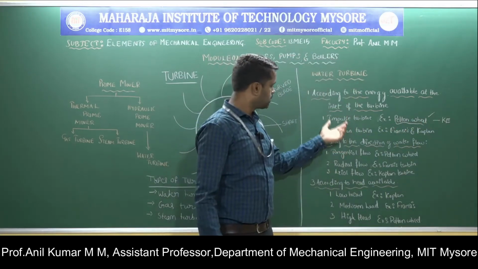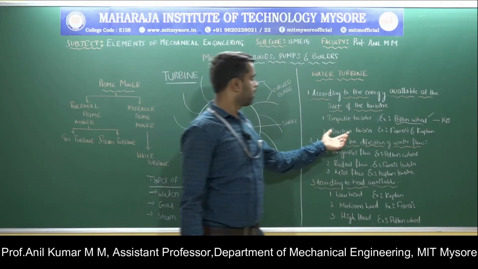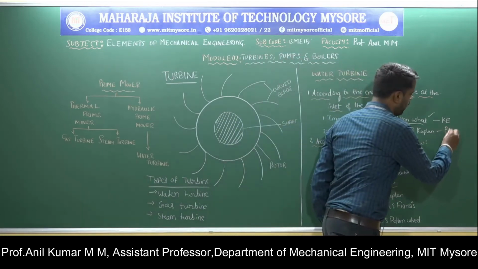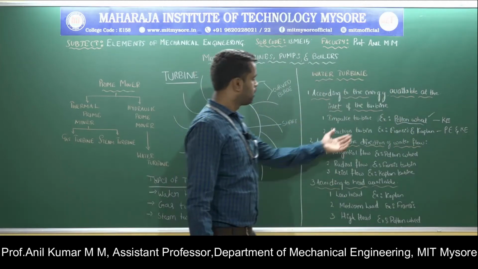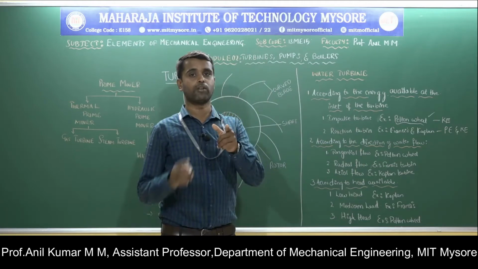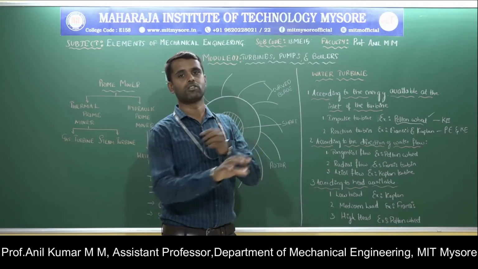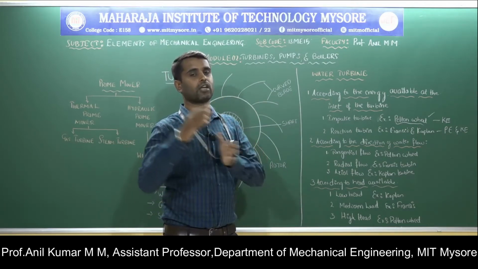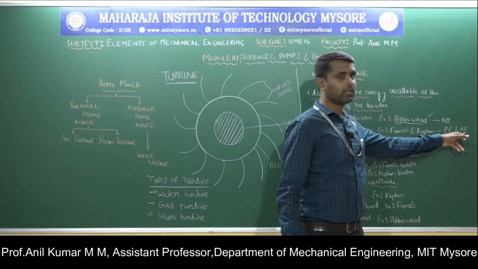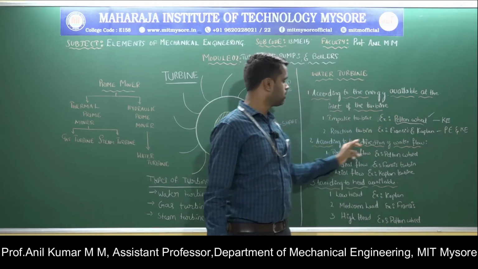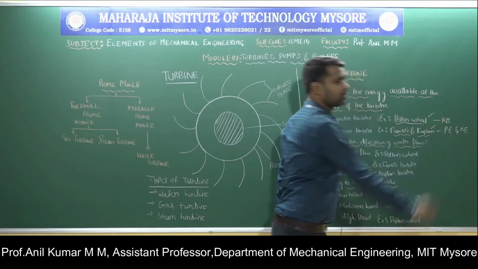The next type of turbine is the reaction turbine. In the reaction turbine, both potential energy and kinetic energy are available at the inlet of the turbine. Both impulsive and reactive force act on the curved blades. That force pushes the blades to rotate, and at that time that energy is converted into mechanical work. Examples for the reaction turbine are the Francis and Kaplan turbines.